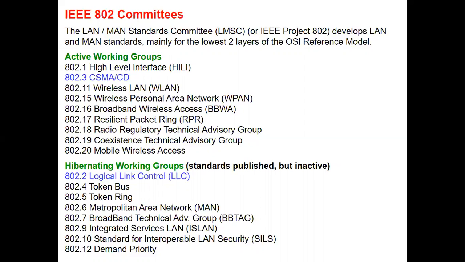Then we have 802.16. This is actually broadband wireless access. Or should I say this is Bluetooth? Oh, no. 802.15 is Bluetooth, wireless personal area network is Bluetooth. What is a personal area network? A personal area network is a network that you can create on your own: your computer, your phone, your printer, the keyboard, just like that.